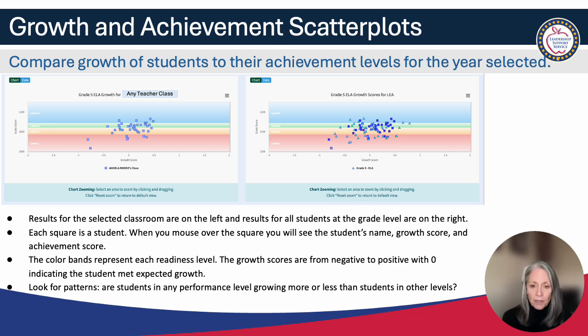Look for patterns. Are there obvious patterns, like all my low achievers are not growing or all my high achievers are not growing? That's what you're intended to do with these particular visuals: to look for patterns and compare this classroom to the grade levels. How are these kids doing in growth relative to how others are doing in growth?